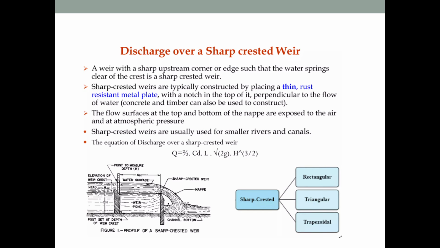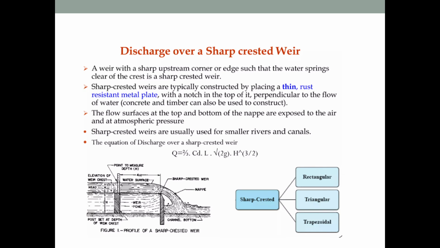Now the discharge over a sharp crested weir: a weir with a sharp upstream corner or edge such that the water springs clear of it. The sharp crested weir has a thin rust-resistant metal plate at the top, and it is placed perpendicular to the flow of water.